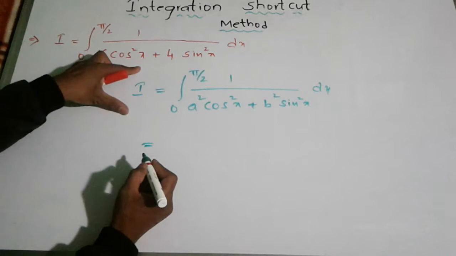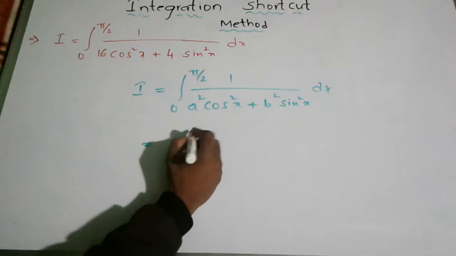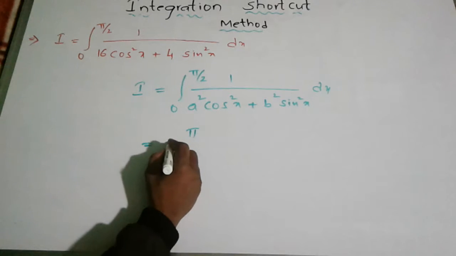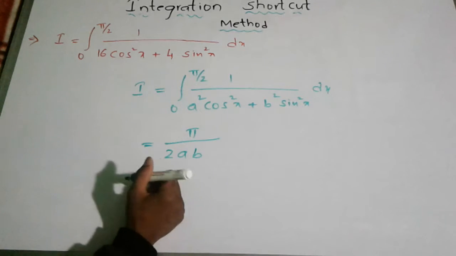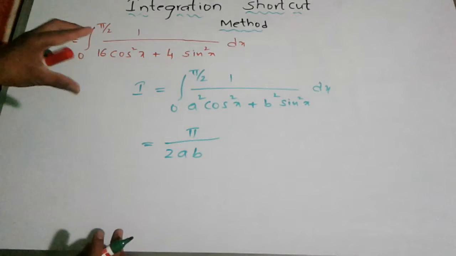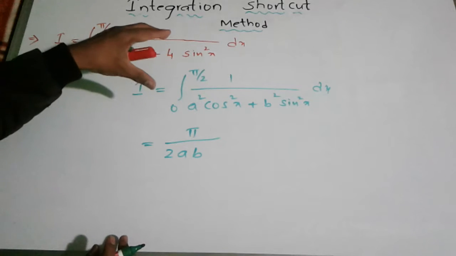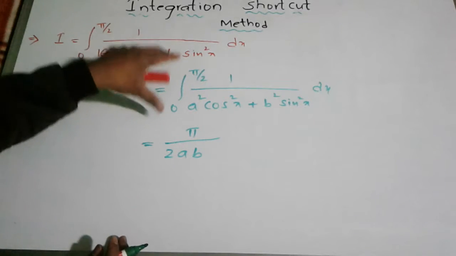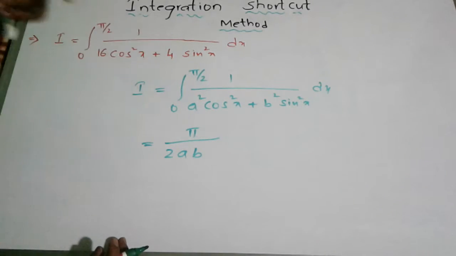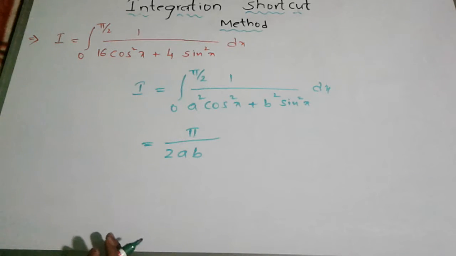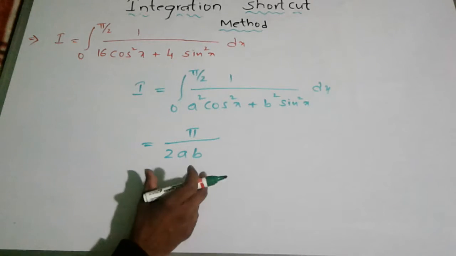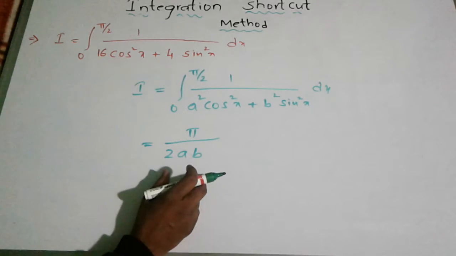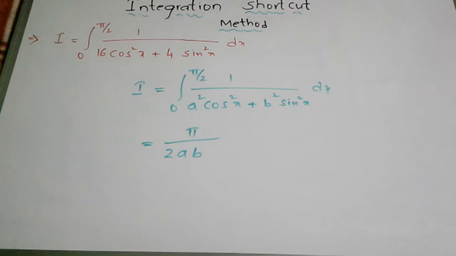The value of this integral is directly given by pi upon 2ab. That means whenever you come across this general format, or if there is a chance to convert that question into this general format, then you can directly apply this formula to get the answer, right? And let's see the question.